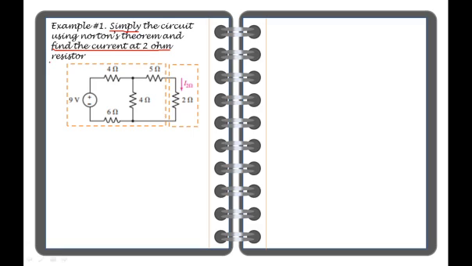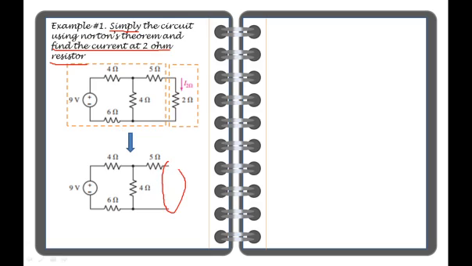So it is the current. We're going to find the current that passes through the 2 ohm resistor. So how can we solve this? We're going to remove the complex network from the circuit. So we have an open portion in this part. This is the open portion of the circuit where the load is connected.